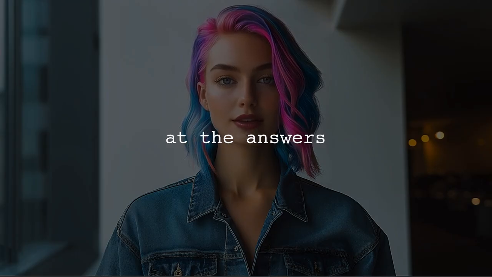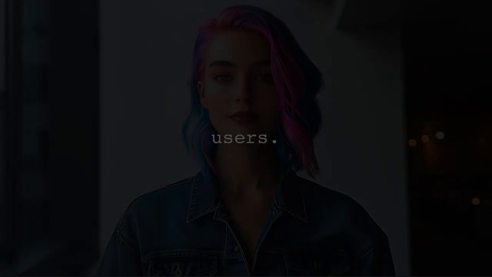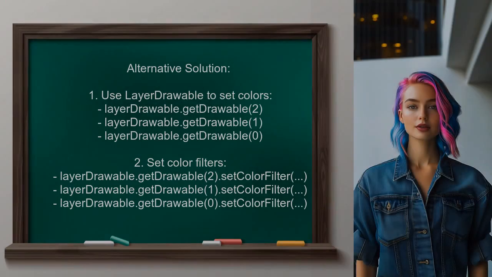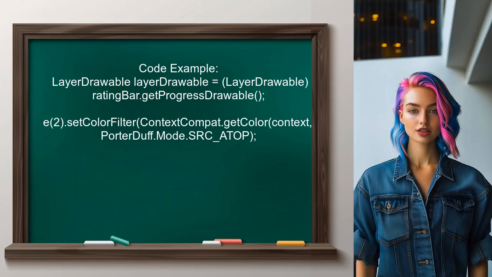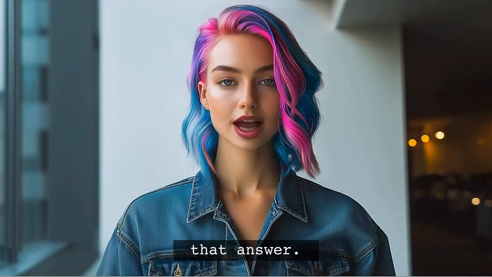Now let's look at the answers provided by other users. An alternative solution from a user suggests programmatically setting colors for the rating bar. They recommend using a layer drawable to adjust the colors of the stars, ensuring that the filled and empty stars have the desired appearance. That wraps up that answer. Let's move on to another one.